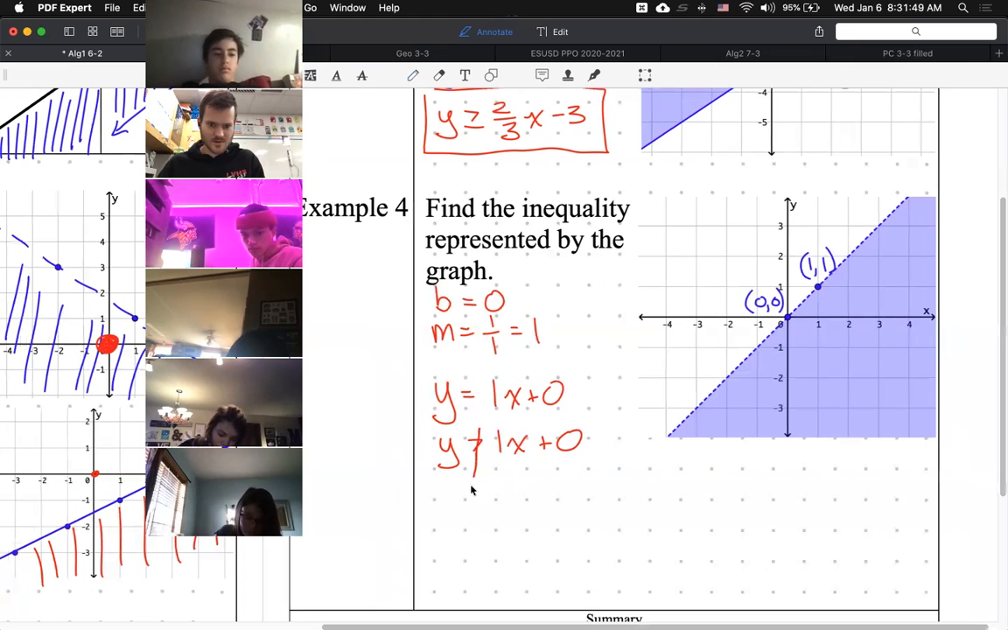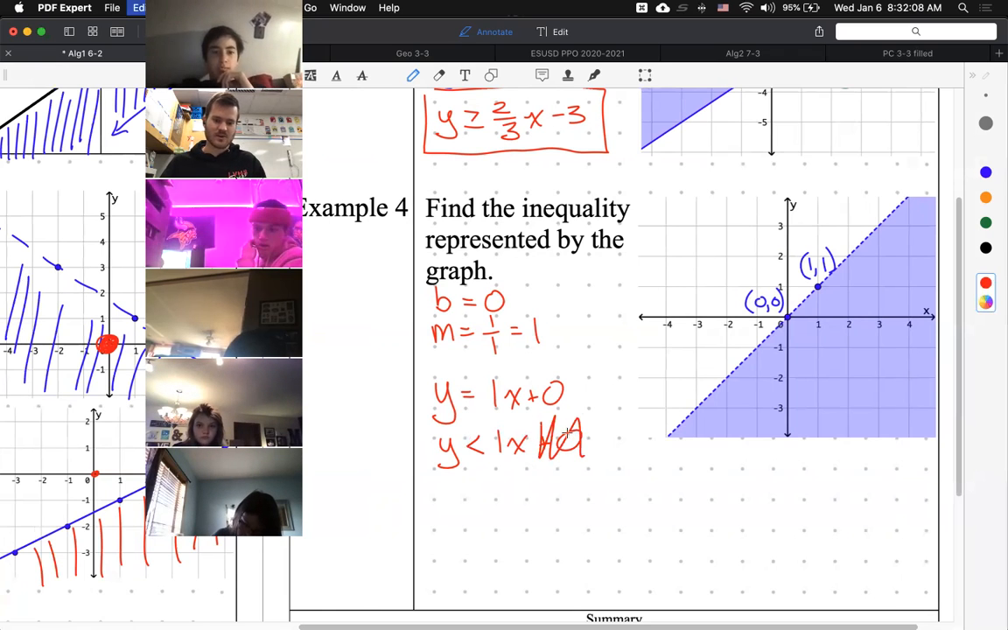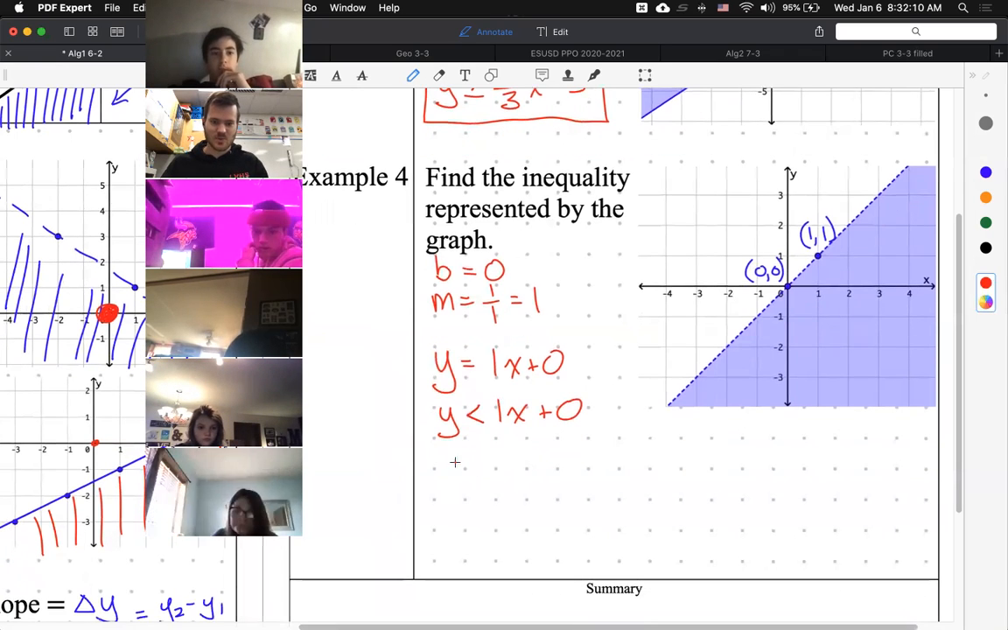Shade to less than. Yeah. Nice. And I will also point out this is not quite simplified because there's 2 things that you can simplify over here. If I have 1x, that's really just saying x. And if I say plus 0, you don't have to write the plus 0. So the most simple way of writing this is y is less than x. And that should be your final answer.